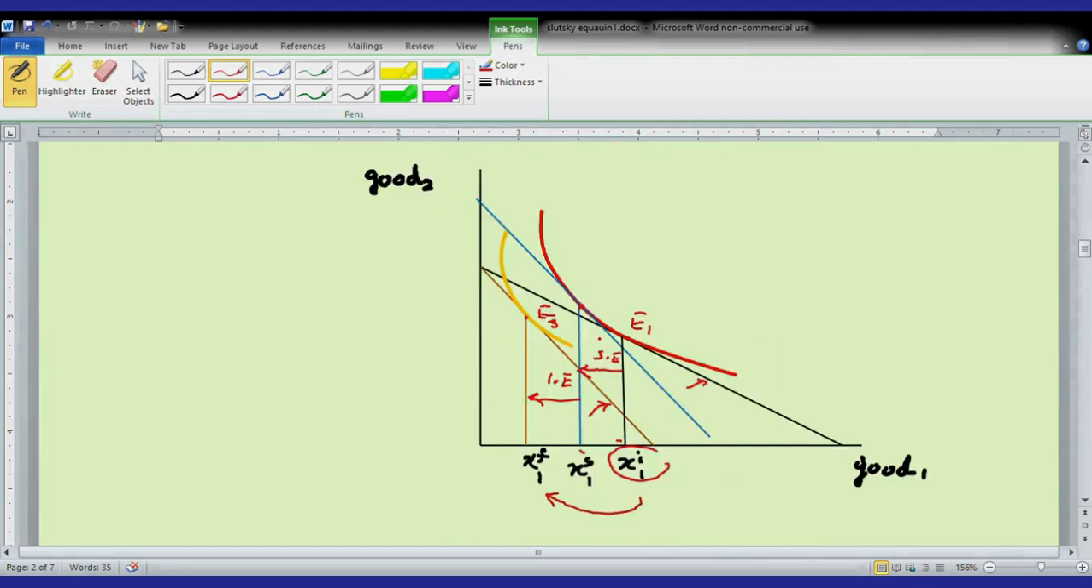In the second case, this scheme of compensation which maintains the previous level of satisfaction of the household was presented by Hicks, and it is for this reason that this compensation is known as the Hicksian compensation, and the associated substitution effect, which is like the movement from E1 to E2, is known as the Hicksian substitution effect. So this is your Hicksian substitution effect, and the first one was the Slutsky substitution effect.